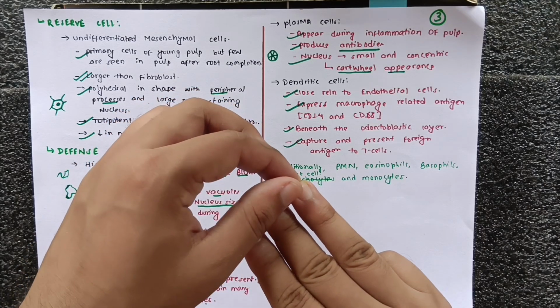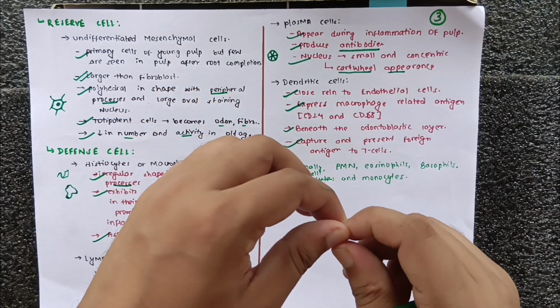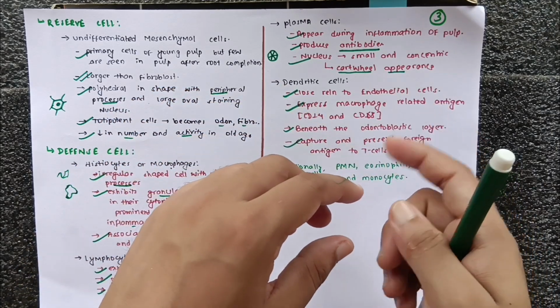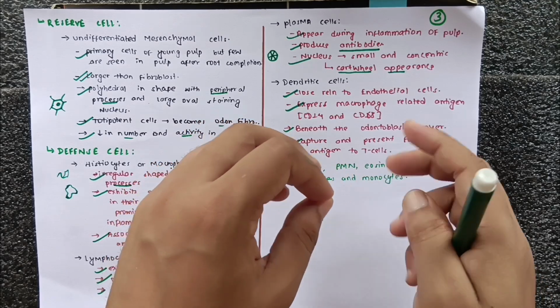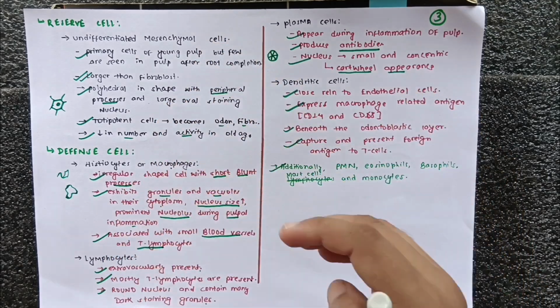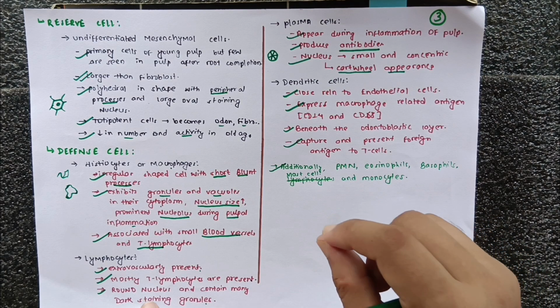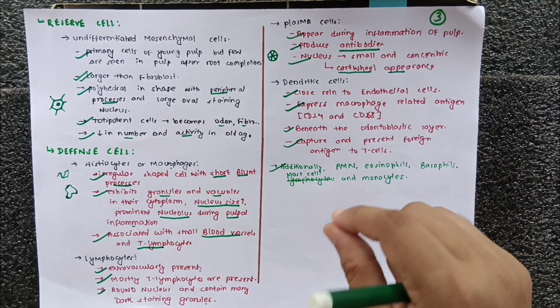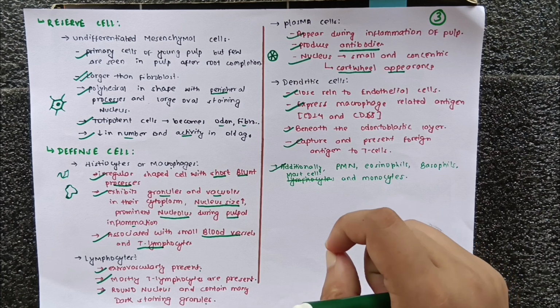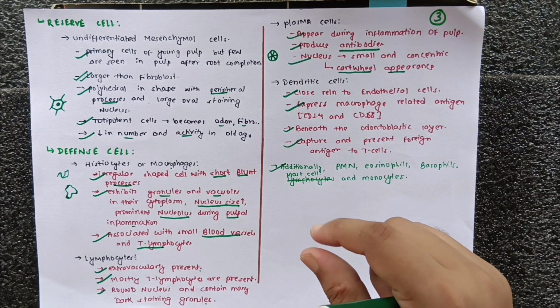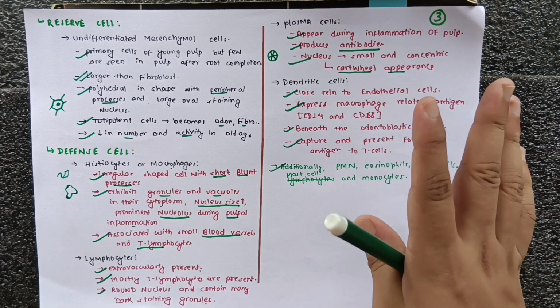After that, in the lymphocyte we have B lymphocyte and the T lymphocyte, and you have properly studied about this lymphocyte in your pathology. For now just remember that they are extravascularly present and they contain a round nucleus with dark staining granules inside it. Those granules contain substances that degrade the foreign particles.